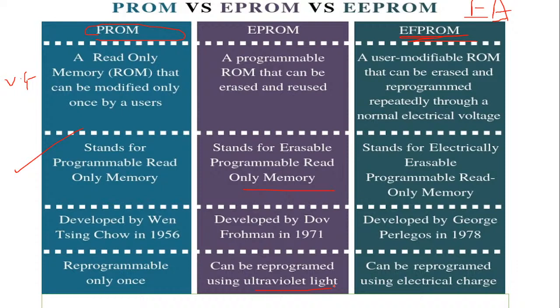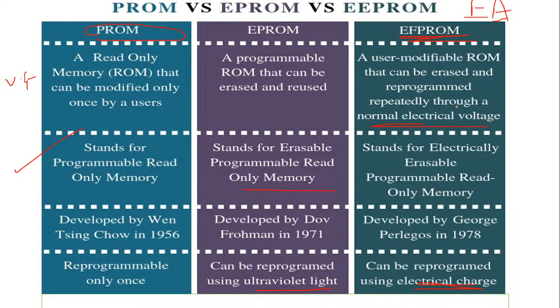Now the next one is electrically alterable programmable memory. Here, with the help of electrical signals, memory can be programmed and it can be erased by electrical signals, which you can call normal electrical voltage. You do not require ultraviolet. It can be reprogrammed using electrical charge. You may get a question like this, which is easy to understand but can be twisted: ultraviolet light or electrical charge is used in which memory? You should be very clear with the examples. Is it clear? Fine. I hope it is clear to everyone.